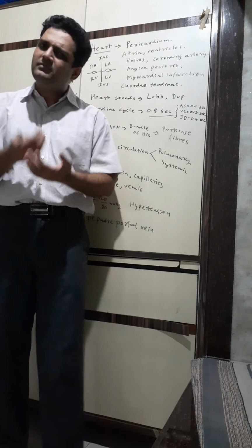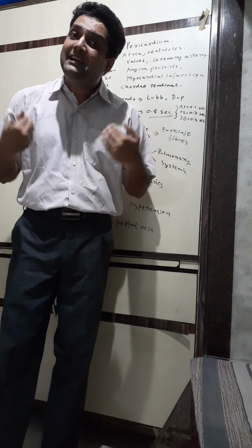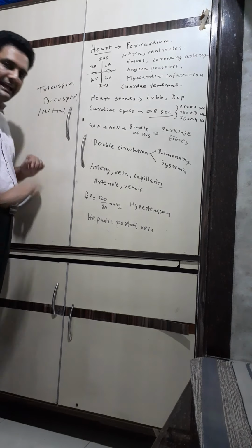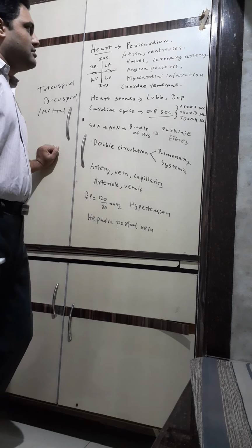What is the function of this valve? It prevents backflow of blood. So when ventricles are contracting, blood should not go into the atria. So that's the function of the valve.